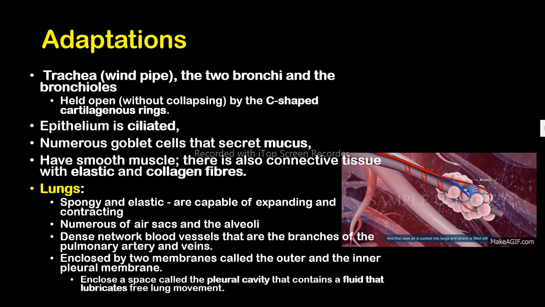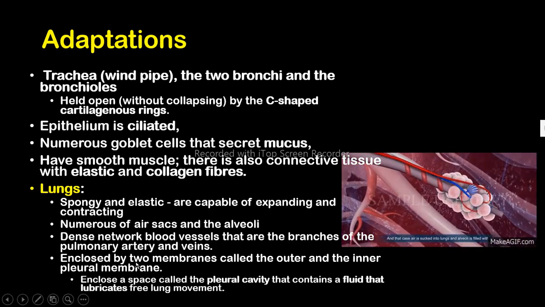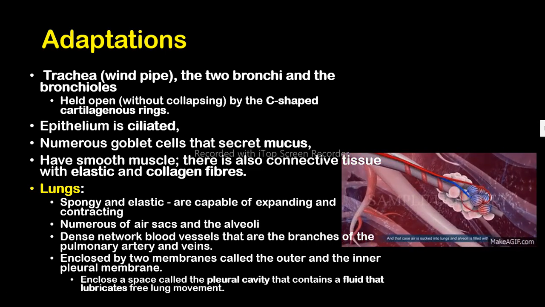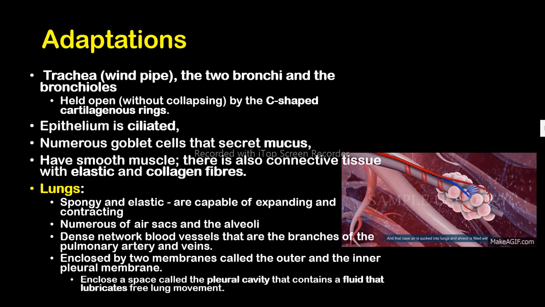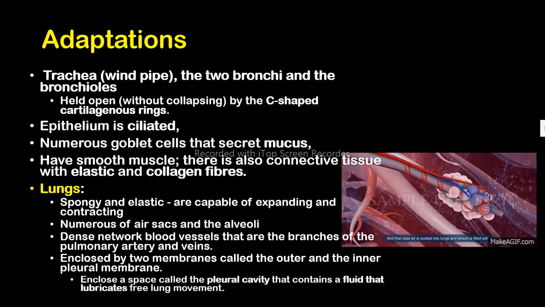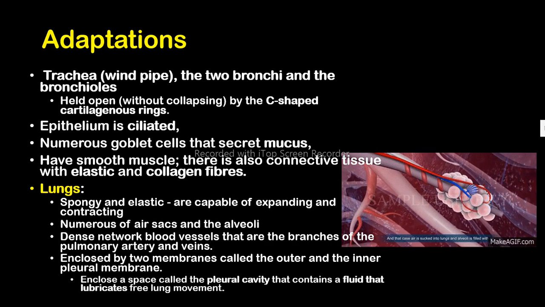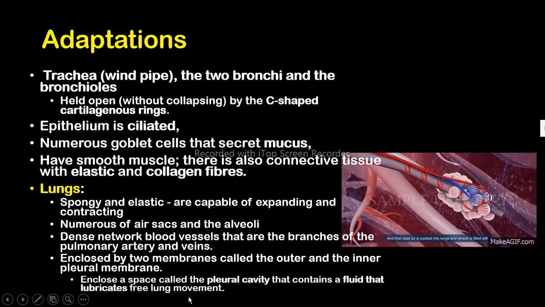Then the lungs themselves, they have numerous air sacs. They have a dense network of blood capillaries that are branches of pulmonary artery and vein. They are enclosed by the two membranes, the inner pleural membrane and the outer pleural membrane. Now between the two membranes, you have the pleural cavity. Okay? And the pleural cavity is filled with water. It is fluid filled, not only water. So that you don't have that direct contact between the lungs and the ribs. Okay? But the ribs can influence the lungs to contract or the lungs to relax. Okay? Then enclosed in the space known as the pleural cavity that contains fluid, which lubricates the lungs for free movements.